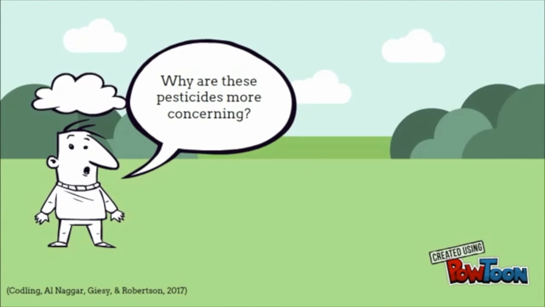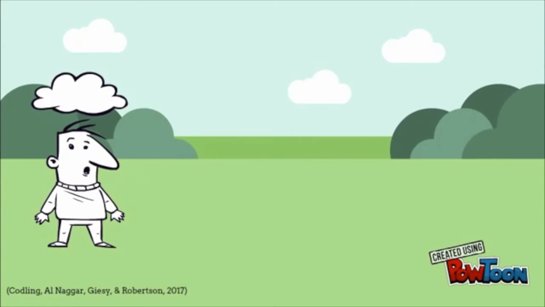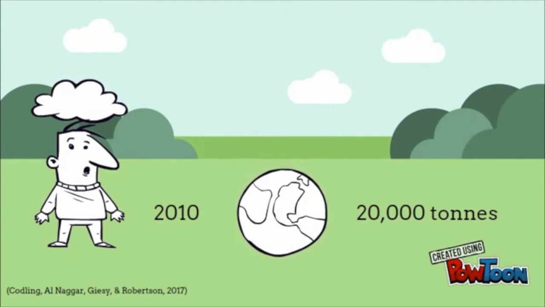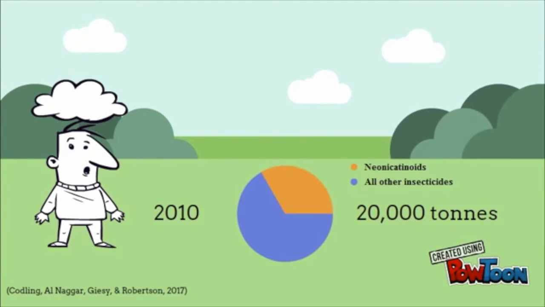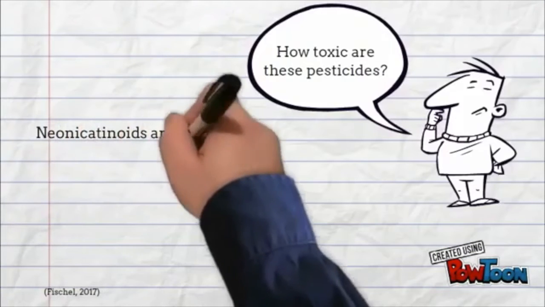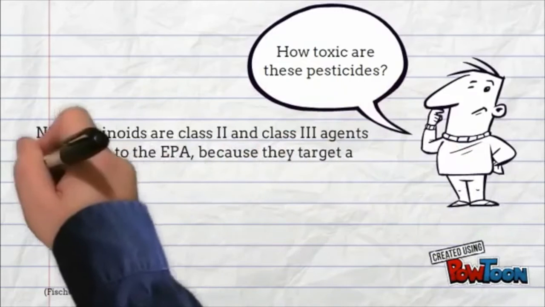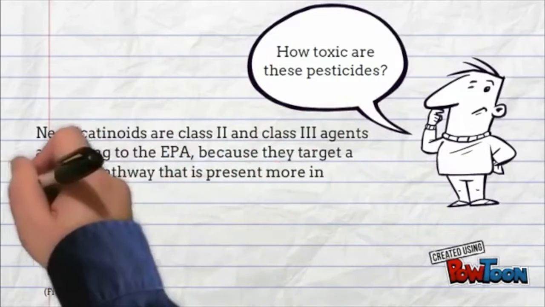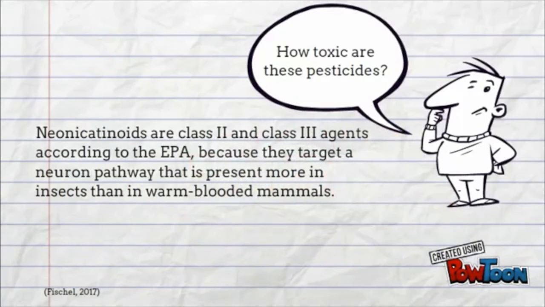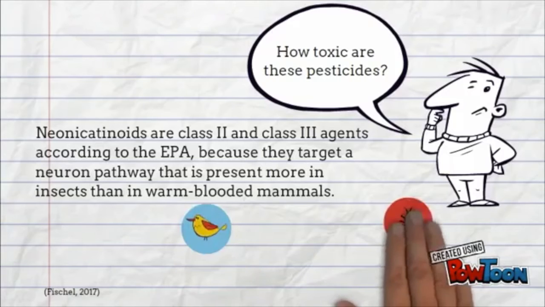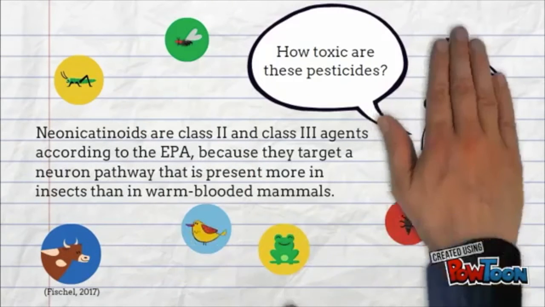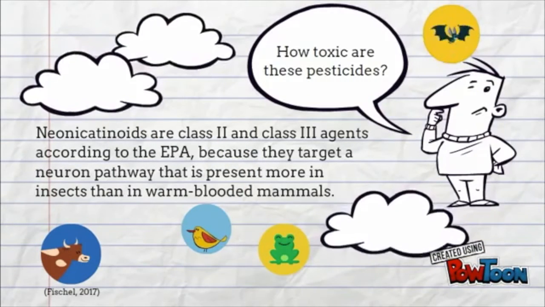Neonicotinoids are concerning because according to research conducted at the U of S, they are the most widely used classes of pesticides. In 2010, approximately 20,000 tons of active ingredient were used globally, which is about a third of all insecticide treatments. Neonics are classified by the Environmental Protection Agency in the US as both toxicity class 2 and class 3 agents. Because the neonics block a specific neuron pathway that is more abundant in insects than warm-blooded animals, these insecticides are more selectively toxic to insects.